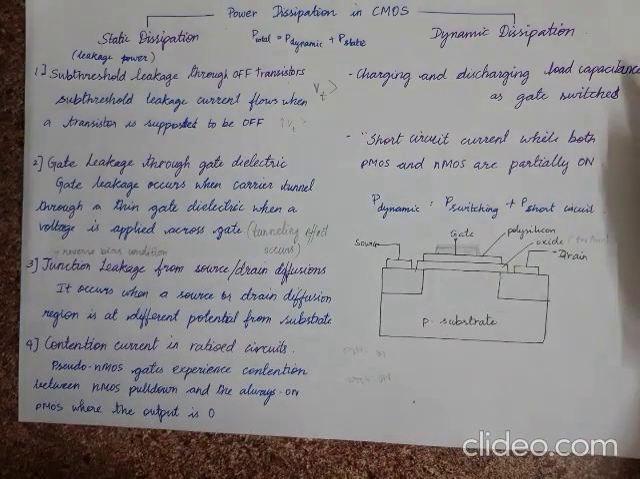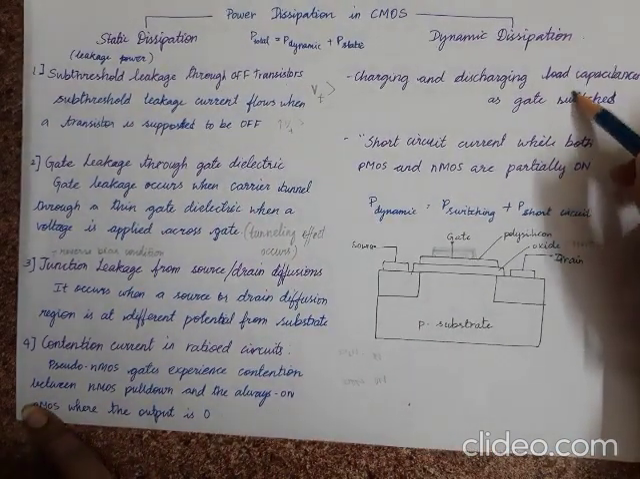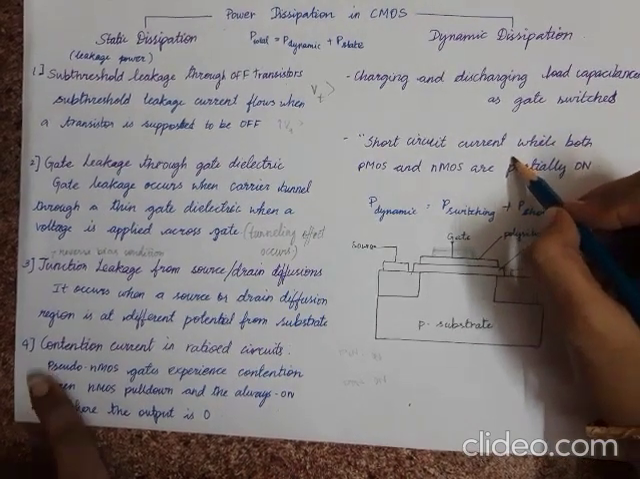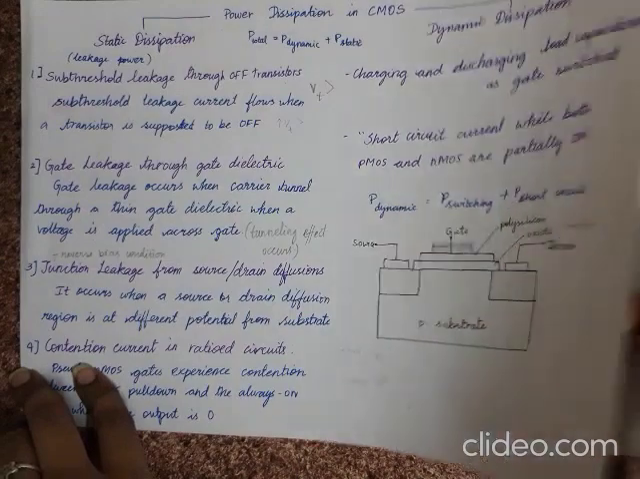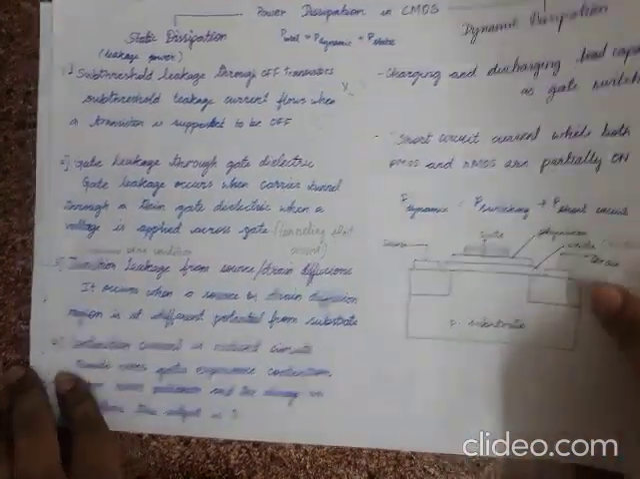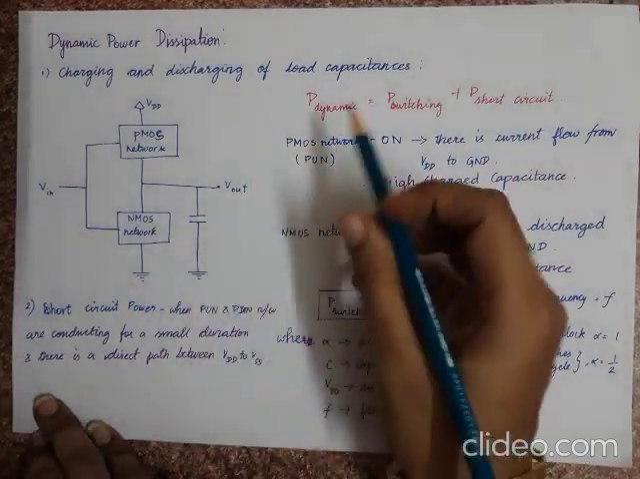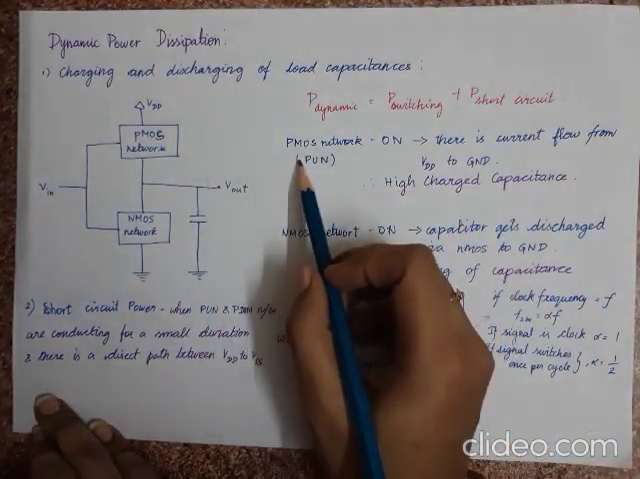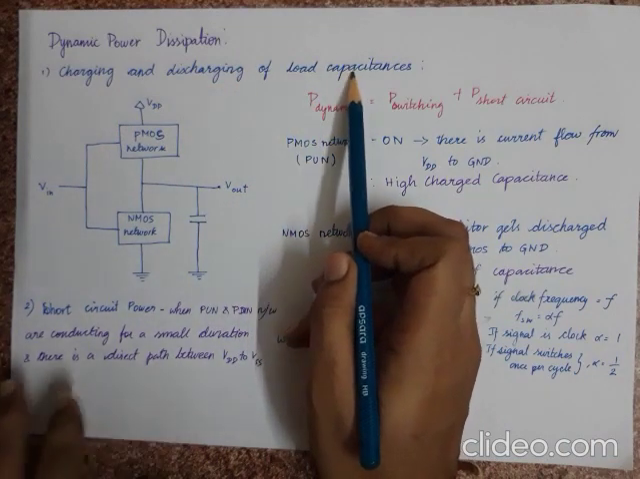And then when we come to dynamic dissipation, there are two causes: charging and discharging of load capacitance, and short circuit current. So the P dynamic formula is given. And then discussing the two causes for dynamic power dissipation, first, charging and discharging of load capacitance.